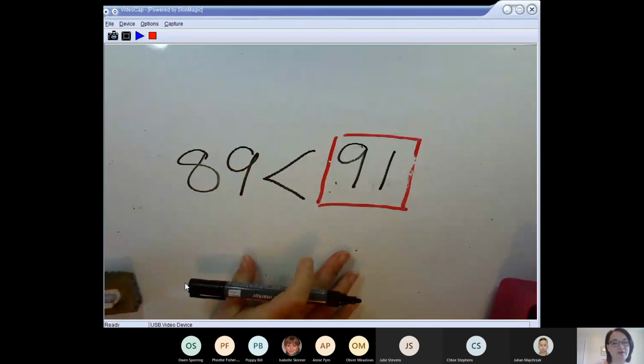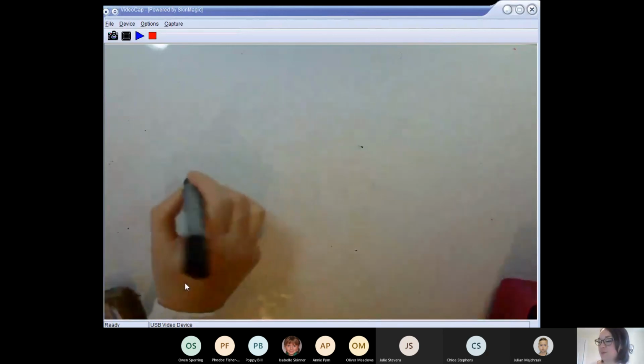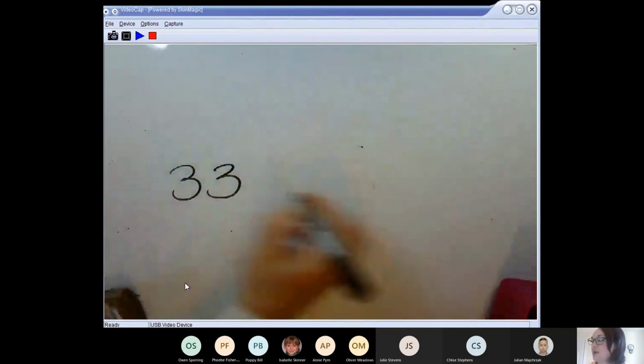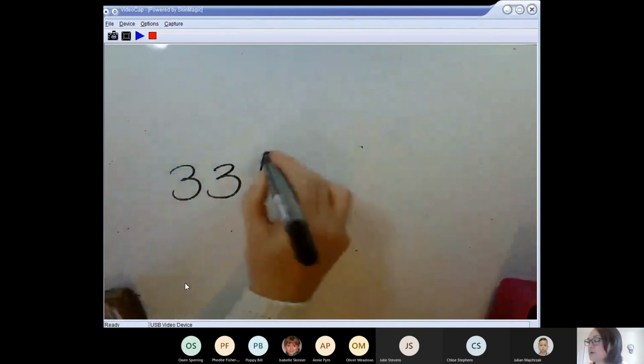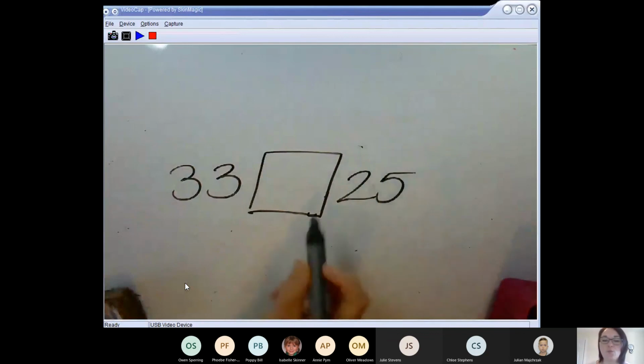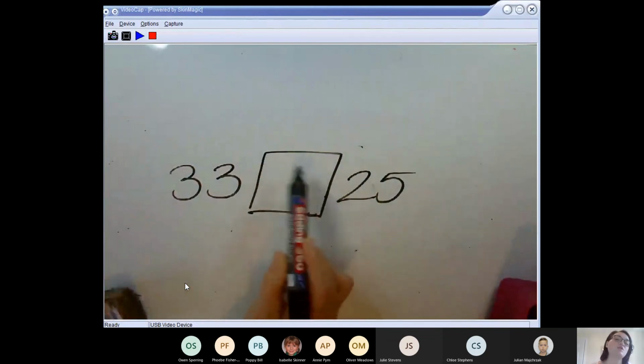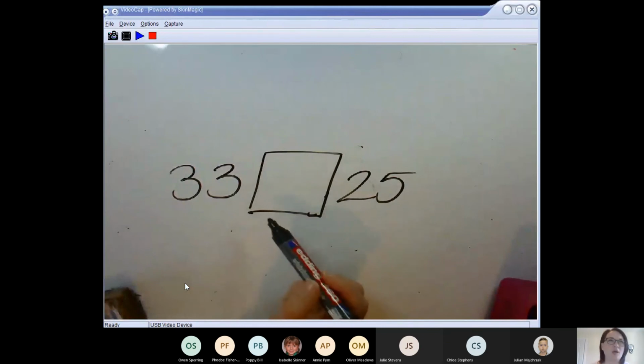This is exactly what you are going to do in your do it task today. In your do it task, just like we had to start with, you've got some numbers, let's say 33, and then a box, and then 25. What you need to do, Year 2, is to write down the correct sign to go in that middle space. And I think you've got 10 questions in your do it.